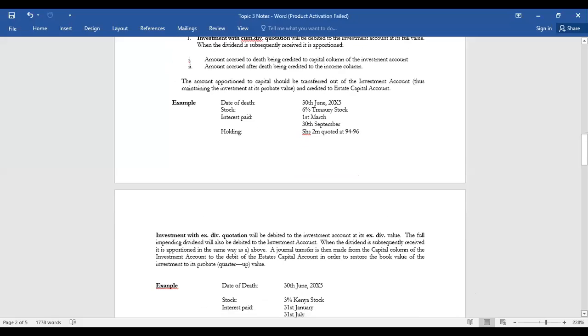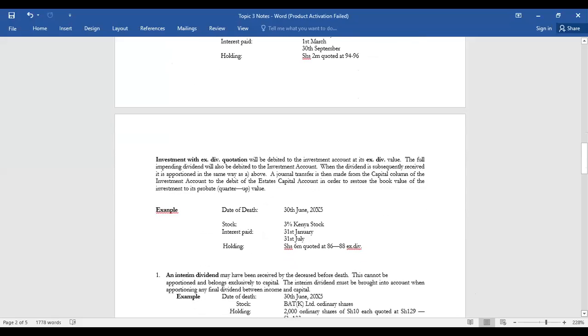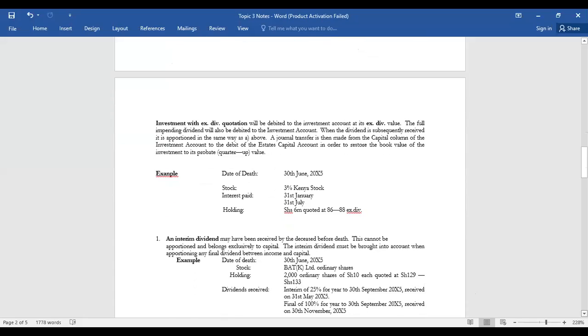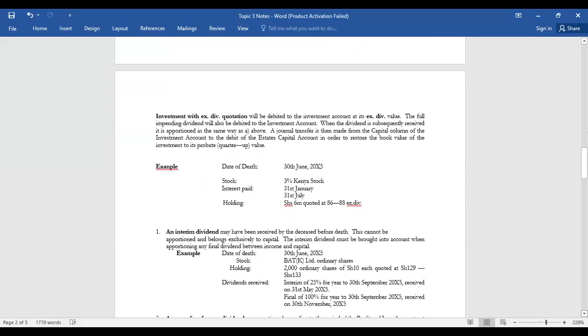Now we go to the investment with ex-dividend quotation. And when we are talking of the ex-dividend, we are being guided here by merely the dates. So ex-dividend date for stocks is usually set one business day before the record date. Should be knowing this. For example, if you purchase a stock on its ex-dividend date or after, you will not receive the next dividend payment. Instead, the seller will get the dividend.